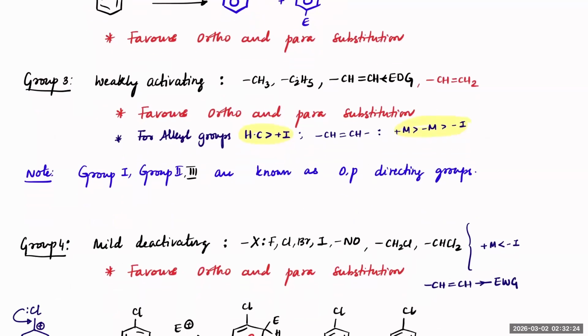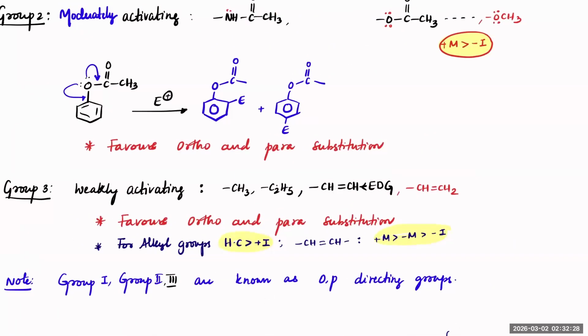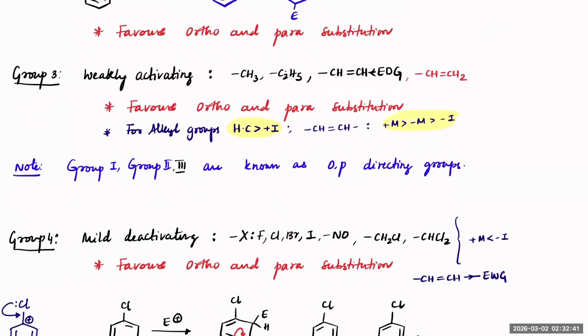But if you notice, group 1, group 2, group 3 are overall activating groups only. And they will favor ortho-para directing whenever an electrophile approaches.